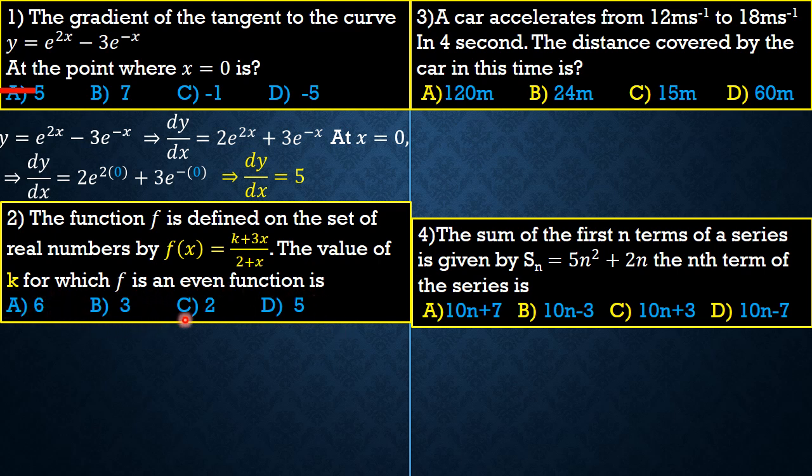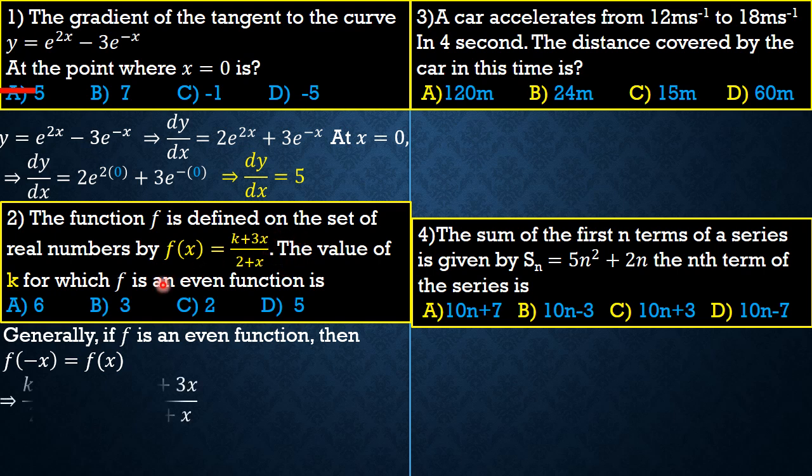We should recall that, generally speaking, if a function such as f is an even function, that therefore implies f of negative x has to be the same as f of x. To get f of negative x, we substitute everywhere we see x with negative x. By so doing, if we equate the two of them, we are going to have k plus 3 into negative x, that is for f of negative x, over 2 plus negative x, equal to k plus 3x over 2 plus x.